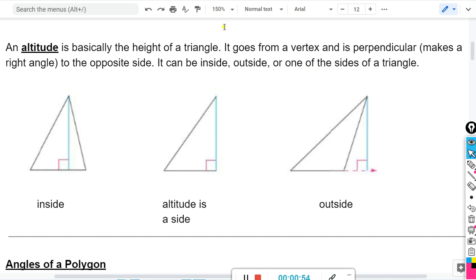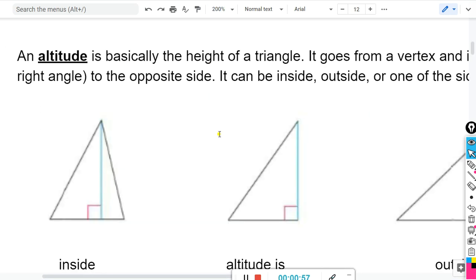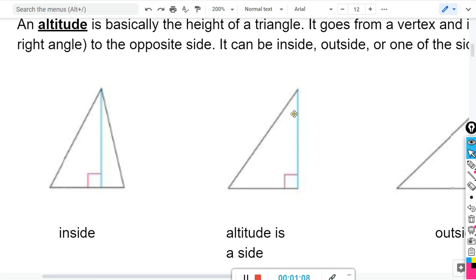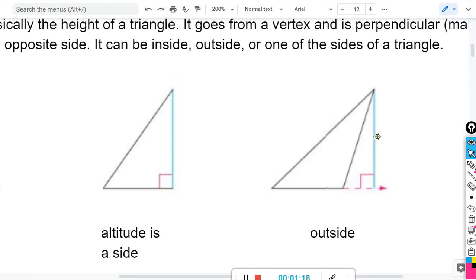All right, so in the first case, the altitude or height is inside the triangle. And notice it makes a right angle to the base. And in this case here, a right triangle, the altitude is one of the sides. And again, it makes a right angle with the base. And finally, in some cases, the altitude is actually outside the triangle. But nevertheless, if you extend the base, you can see that it makes a right angle and it's perpendicular to the base.